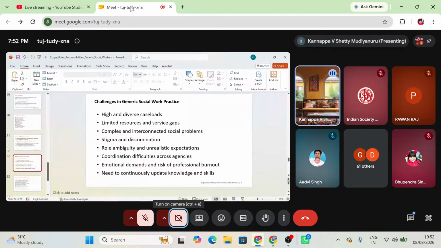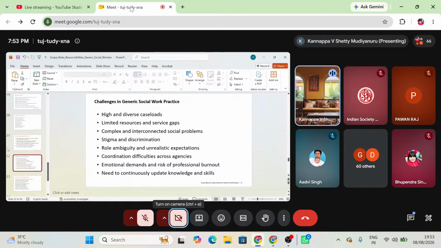High and diverse caseloads. There are a lot of caseloads and limited resources, service gaps, complex and interconnected social problems, stigma and discrimination. We know there is a lot of stigma for social work jobs, and a politician or a person in the community calls themselves a social worker. So there will be a lot of difficulty recognizing who is a professional social worker and who is not. People say each and every person in the village or in NGOs calls themselves a social worker. And the moment you say you are a social worker, they have their own negative ideas. And role ambiguity and unrealistic expectations.